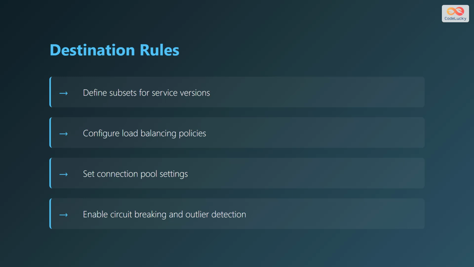Now let's explore destination rules. These resources define what happens to traffic after virtual services have made their routing decisions. Destination rules allow you to define subsets for different service versions, making it easy to reference specific versions in your virtual services. You can also configure load balancing policies, set connection pool settings to control resource usage, and enable circuit breaking with outlier detection to improve reliability.